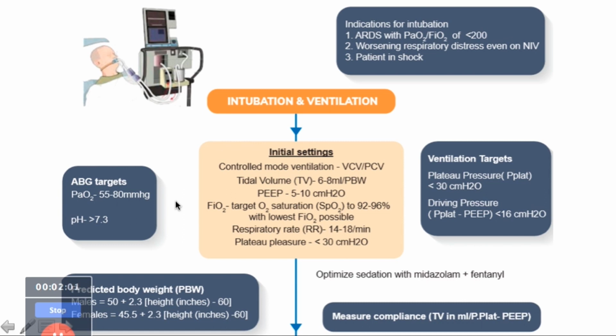So right now in COVID, when they come with ARDS, you would maintain ventilation with a tidal volume of 6 to 8 ml per kg body weight, and you would calculate predicted body weight, and this formula also is given in the algorithm. For males it's 50 plus 2.3 into height in inches minus 60. For females it is 45.5 plus 2.3 into height minus 60. So you have to measure the height of the patients to calculate the predicted body weight.